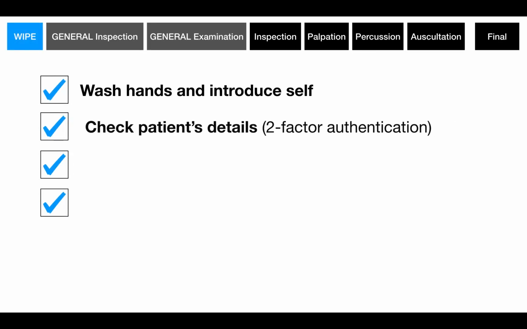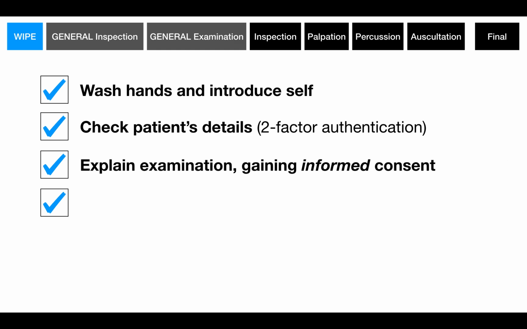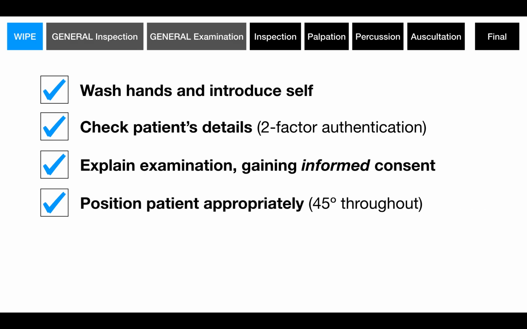So wipe is the usual: wash your hands, introduce yourself, check the patient's details, two-factor authentication, trust dependent. Then explain the examination, gaining informed consent. We talked about in the abdo exam video and lecture that you can't gain consent before you've explained the procedure, so that's the flaw in how most people interpret wipe. And then position the patient appropriately, and about 45 degrees should serve you well in this one.